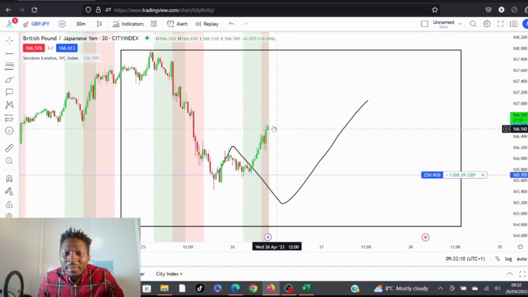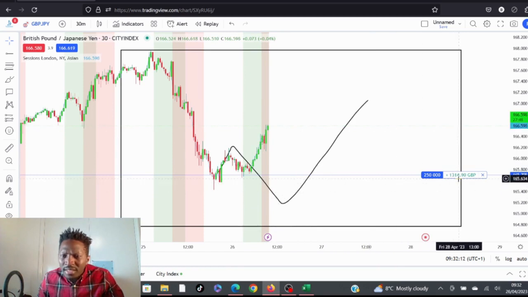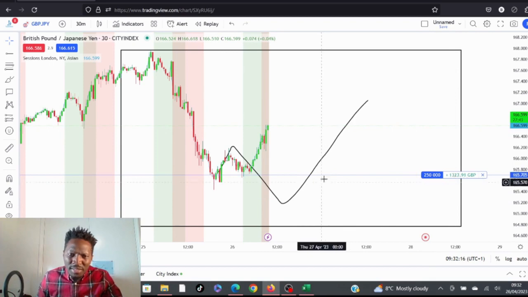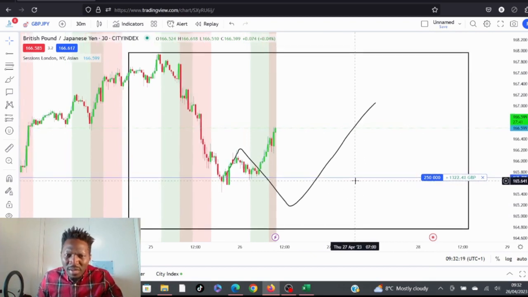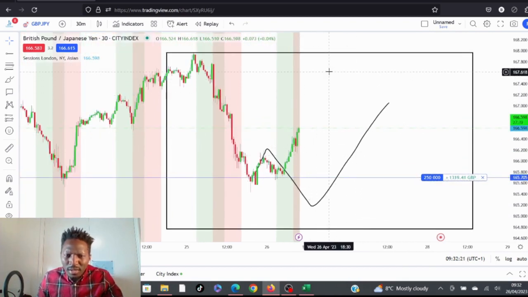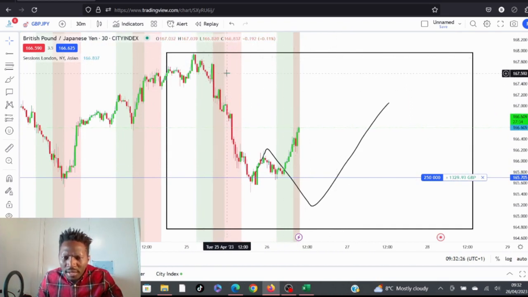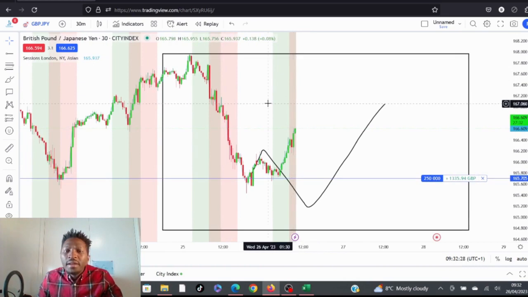However, I'm fine with this one as well. So as you can see, the market is currently moving on a profit of just over £1,000, £1,300, and I do expect this market to go all the way back to somewhere close to this structure level, and that's where I will be taking my profit from the market.